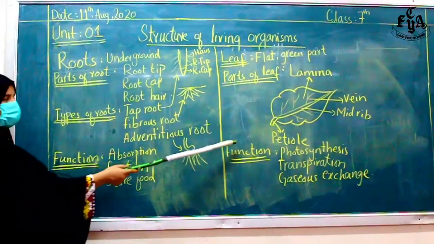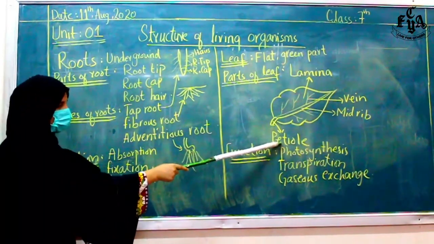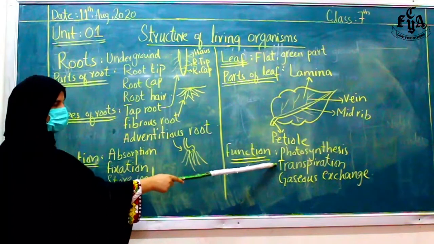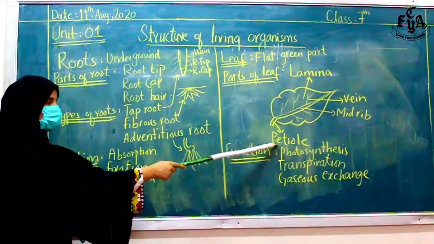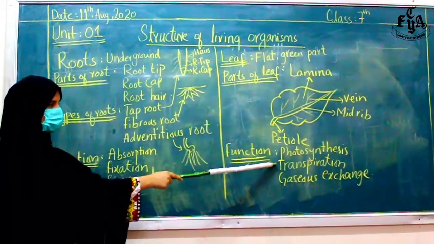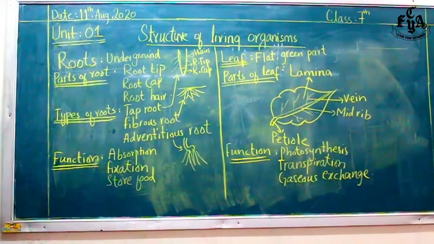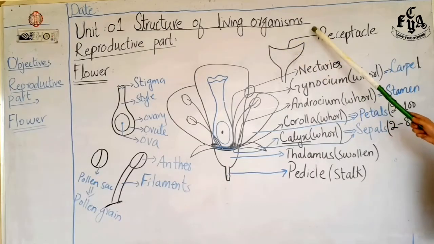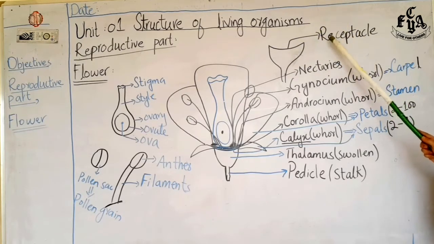The next one is its function. It does photosynthesis. It is also involved in the process of transpiration, and it is involved in gaseous exchange. Photosynthesis is the preparation of food. Transpiration is the removal of the extra water from the plant, and gaseous exchange is the exchange of the gases, and the gases are in the form of oxygen and carbon dioxide. And this platform is known as receptacle, and all the parts will be present over this receptacle.